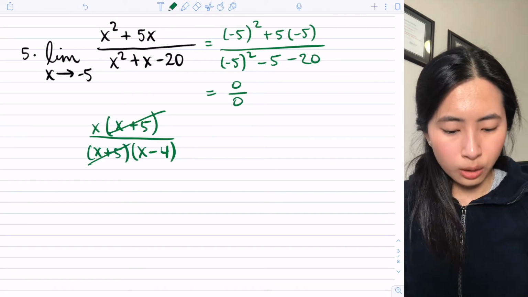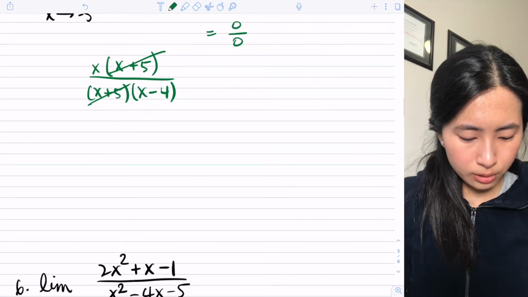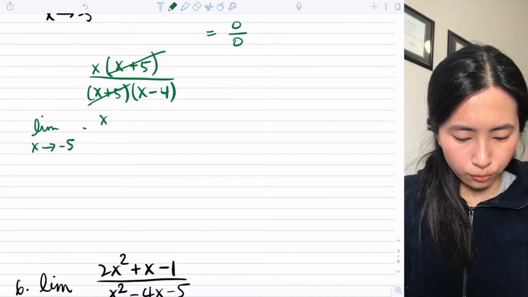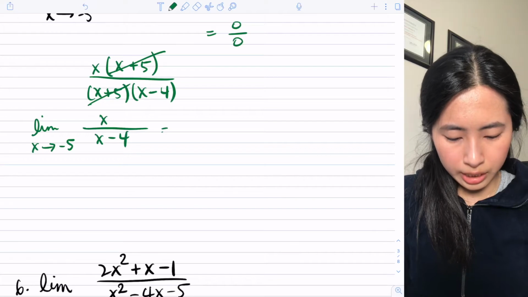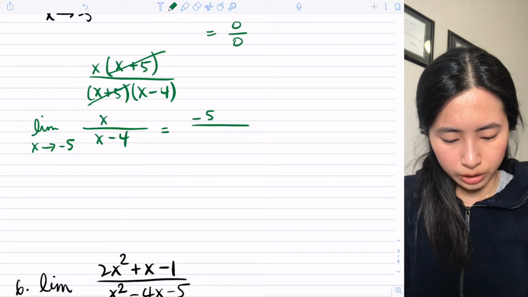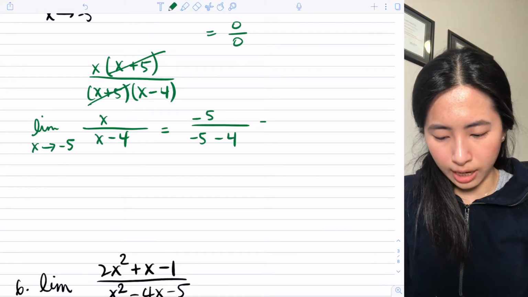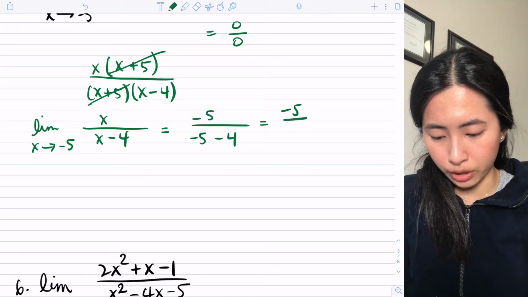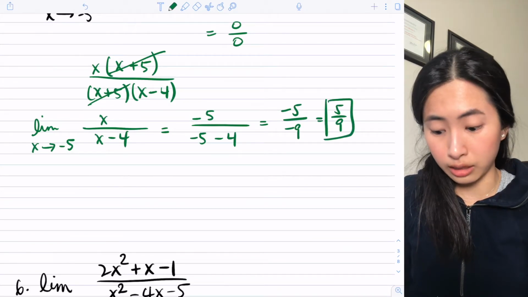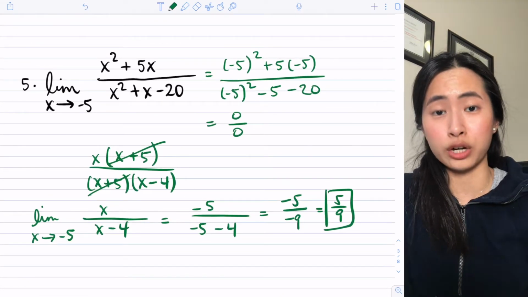and now we can start evaluating our limit when x approaches negative 5. So we have the limit when x approaches negative 5 of x over x minus 4. We plug in negative 5 through direct substitution, so this is negative 5 over negative 5 minus 4. We get negative 5 over negative 9, and this results to 5 over 9. And hence our limit for this question is 5 over 9.